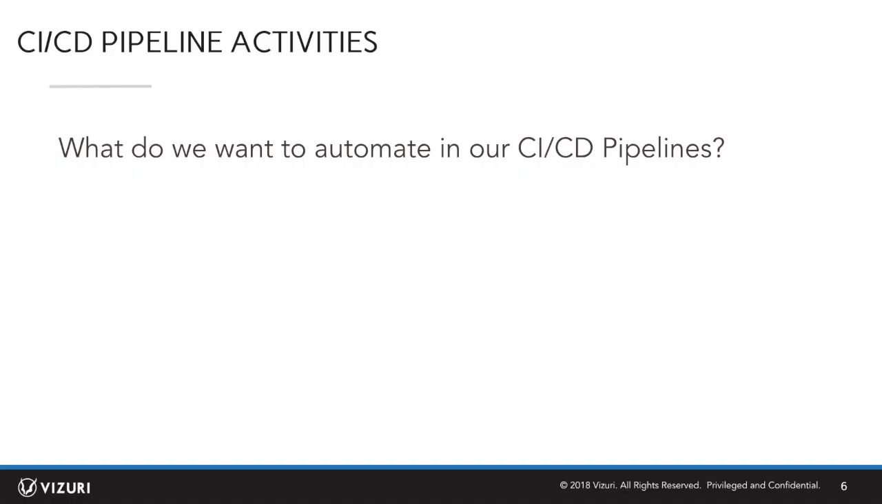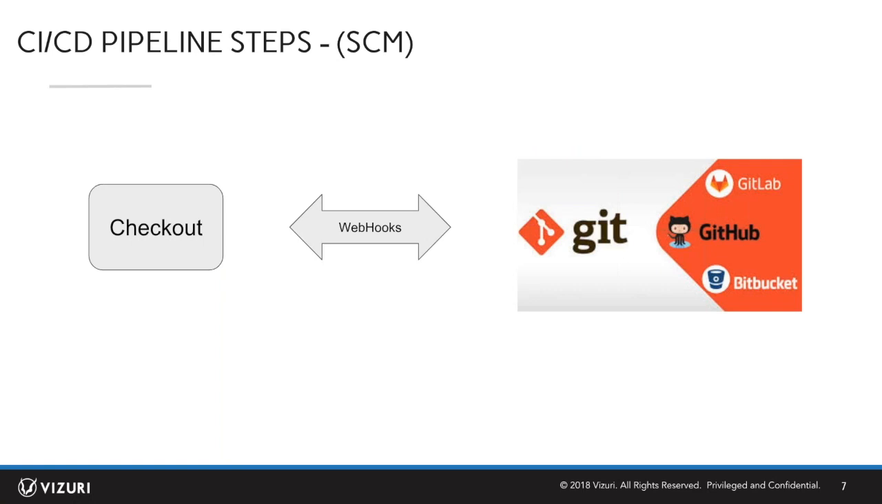So now, let's go back to our pipeline activities. What do you want to automate in your CI/CD pipelines? Well, first, we need integration with our source code control systems. And in most cases, hopefully we're talking about some form of Git, whether it be GitLab, GitHub, Bitbucket. And then we're going to integrate that into our CI/CD process. And through webhooks, we can do triggers, so our CI/CD processes are notified when code changes.